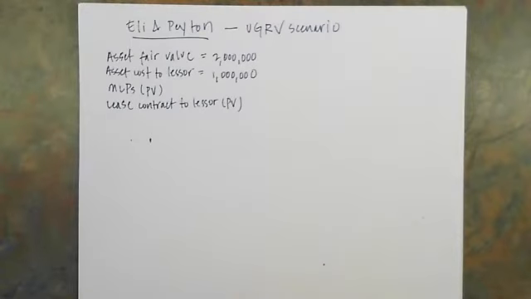So this video is to supplement the Eli and Peyton example that we began in class. I have the key up for you, but I wanted to go ahead and just walk through how I would journalize and how I would think about the UGRV scenario, and then also talk about the BPO scenario.